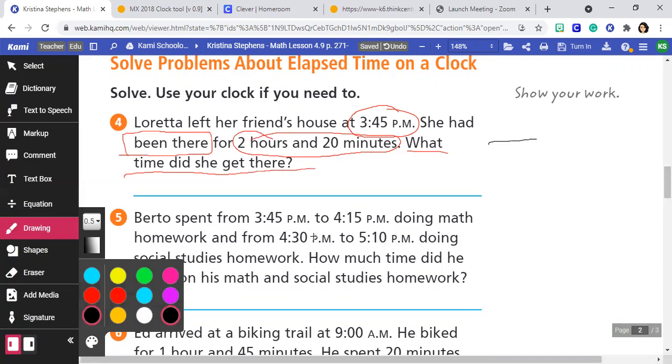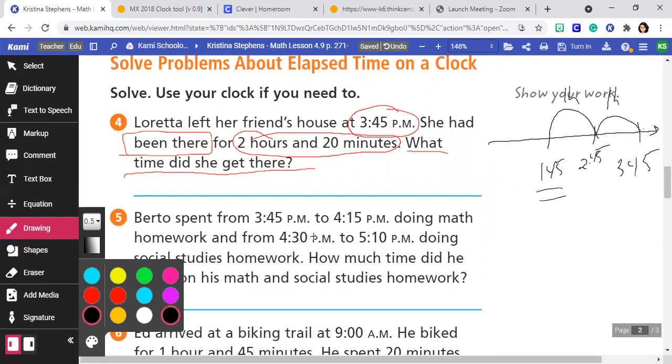Okay, let's do this. We're going to do, the time was 3:45. And she had been there for 2 hours and 20 minutes. So I'm going to go backwards 2 hours. So that would be 2:45, 1:45. Do you guys see what I'm doing here? So that's 1 hour and another hour. So 2 hours. I went back 2 hours. Now the time is 1:45.